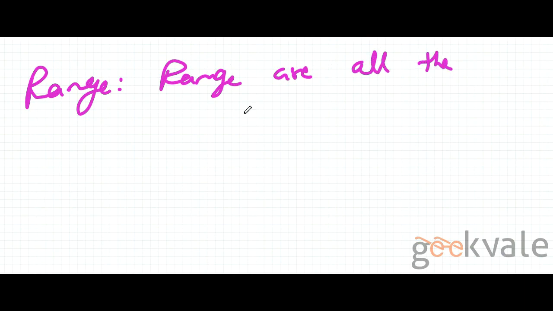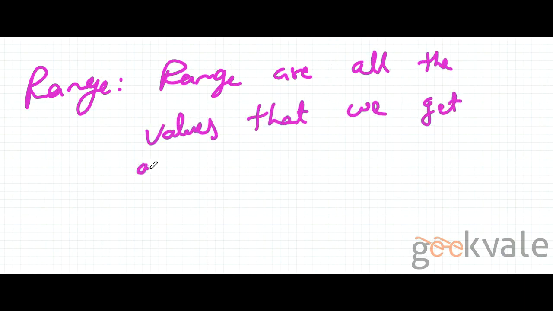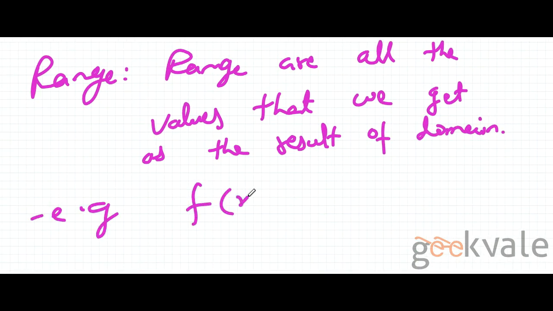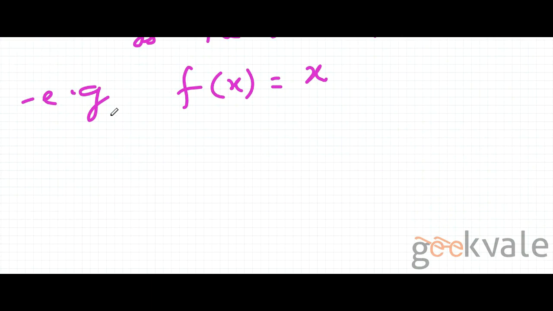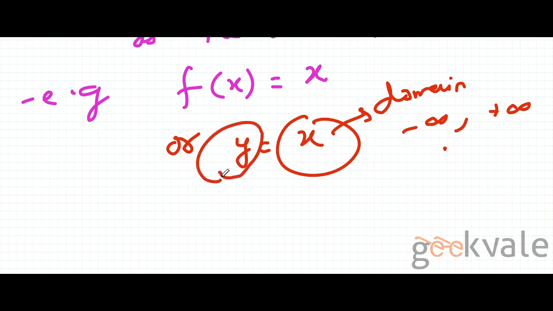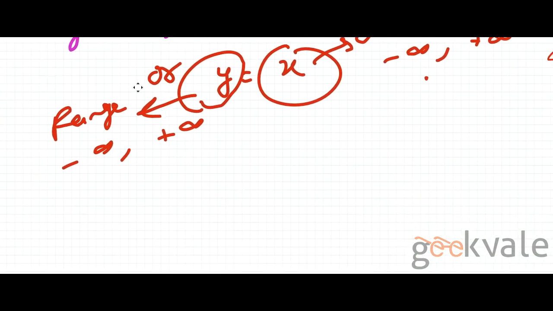Now let's talk about the second thing, the range. Range is like the output. Range is all the values that we get as the result of the domain. For example, f of x equals x. We can also write this as y equals x, where x is serving as the domain of this particular function, which can be from minus infinity to plus infinity, as none of these values can make this function undefined. Also for the output y, that will be the range, and since we can input any value, as a result we will get any value or all the values in the output as well.